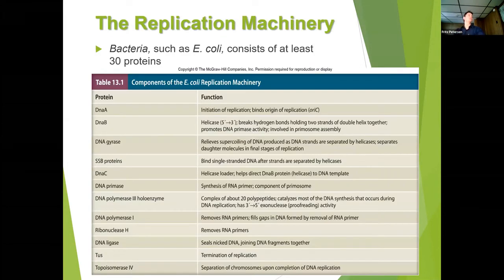Here are just some formal definitions for you guys regarding the proteins and the functions that these proteins have in the replication machinery. I'll be discussing a few of these in more detail now. I just think this table is pretty helpful for you guys to study up on the formal definitions and what these do. But we will be discussing a few of these in more detail now.